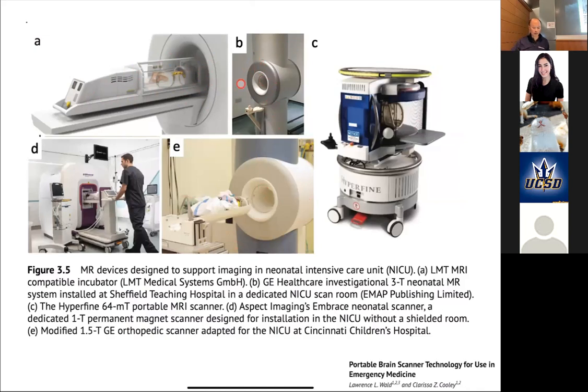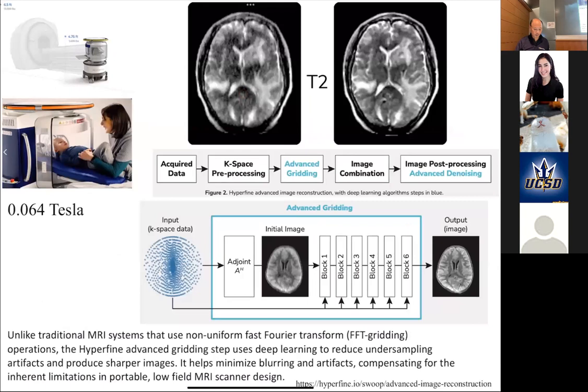Obviously, it's a little easier because you can make a smaller magnet, and so there's less heat to dissipate, okay? The Hyperfine we talked about, and just weaving two themes together, a key step that they found they needed was to be able to go from images like this to slightly better images like this, okay? Obviously it's a private company, so there's not a lot of information on it, but they're using deep learning in what's called gridding and then advanced denoising to get the better image. So they can go from this initial image to this output image.